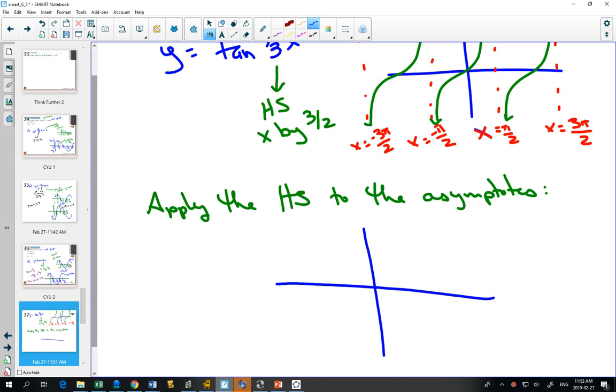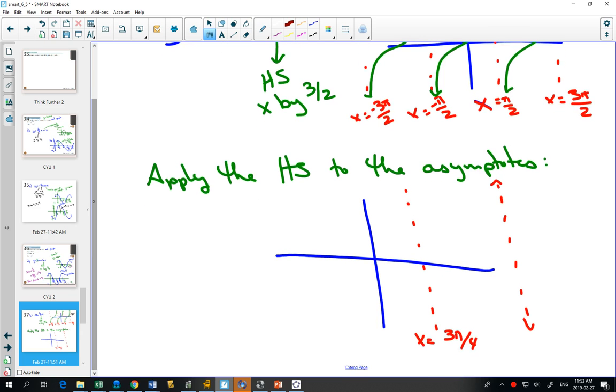If I took my asymptote, which is at pi/2, and I multiply it by 3/2, my asymptote's going to be at 3 pi/4. If I take my second asymptote, which is at 3 pi/2, and I multiply it by 3/2, my next asymptote is going to be at x equals 9 pi/4. And similarly, you'll have the same ones on the other side.